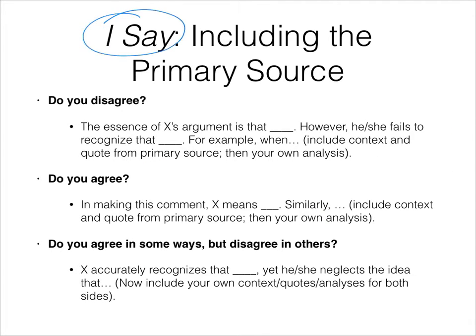This would be the "I say" part. So this is where you figure out that conversation that you're having with the secondary source. Do you disagree with it? Then you might want to use something like this: the essence of the argument is, however, and then for example would go into your own quote from the primary source and your own analysis. Do you agree? Well, in making this comment, the author says, and similarly, notice that now you use your own analysis and your own quote from the primary source.